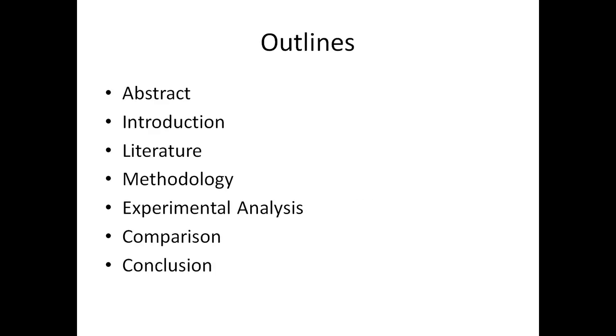Here we will discuss different sections, especially the abstract: what is in the abstract and what we have to write in a specific section of the abstract. Then we will discuss the introduction in detail, the third one is literature, the fourth one is methodology, and the fifth one is experimental analysis, and finally we will compare and conclude our work. So first today we will discuss the abstract.